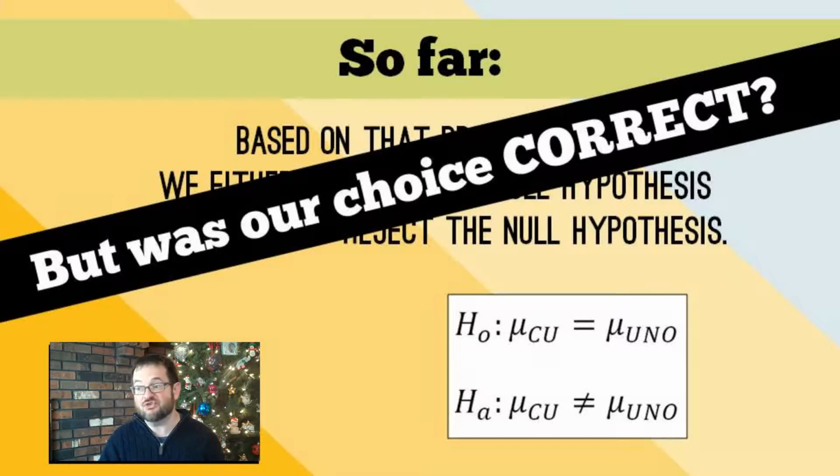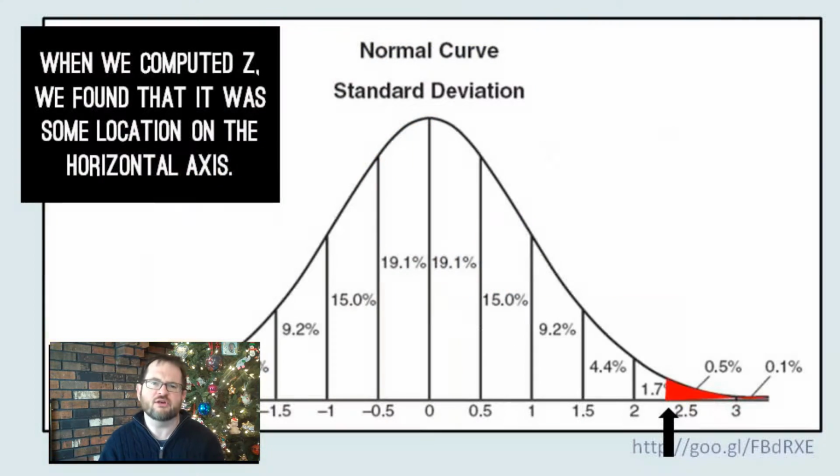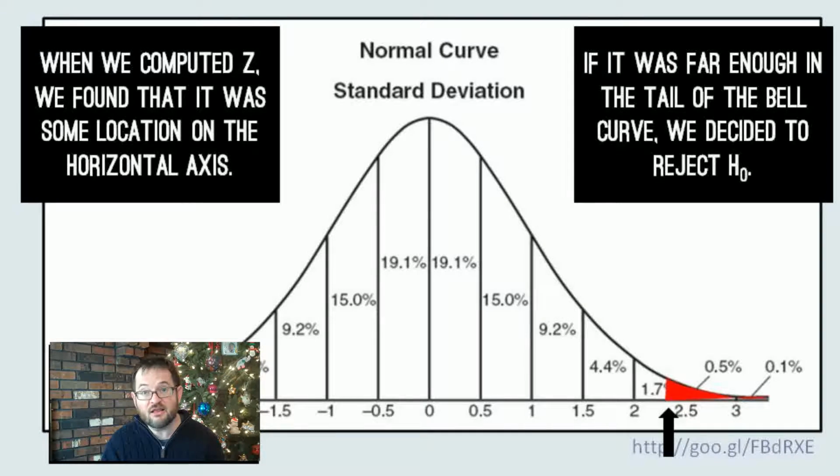I don't mean as in we didn't do the math right. I mean we're wrong about the decision as to what these things mean. If I go back and look at this standard normal bell curve, and I compute some value of Z based on our data of the heights of Creighton students versus UNO students, we've computed our test statistic Z, and we found it was some location along the horizontal axis of the standard normal bell curve. And if it was far enough out into the tail, we decided to reject H naught.